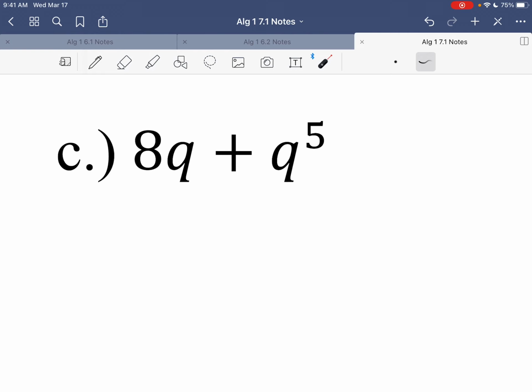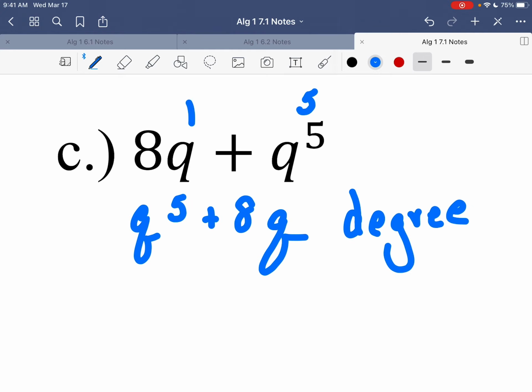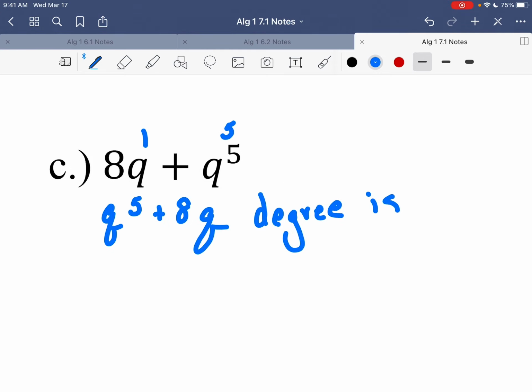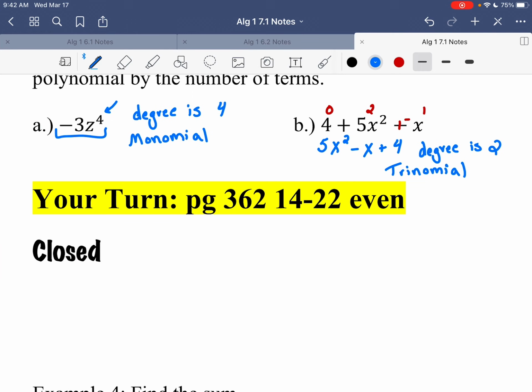Next one, we have a q to the 5th. We need to put that one first, plus 8q. This is degree 5. This is only degree 1. So the entire polynomial's degree is 5. And it has 2 terms, 1, 2, which makes it a binomial. I don't believe this asks for a leading coefficient. Identify the degree and classify each.